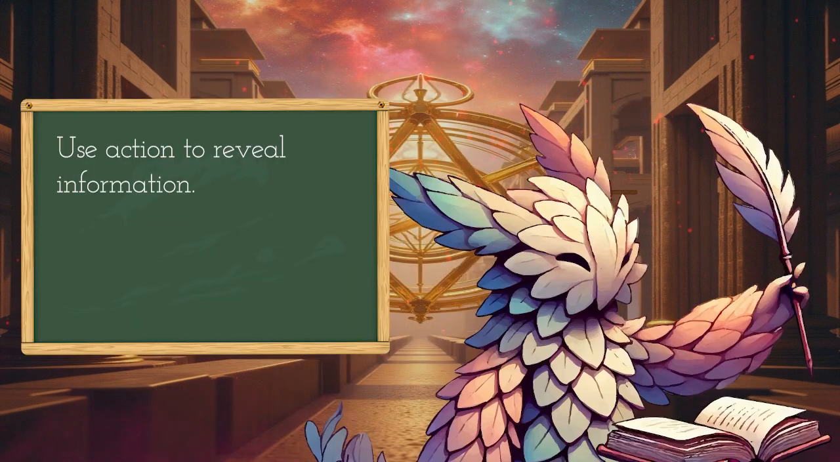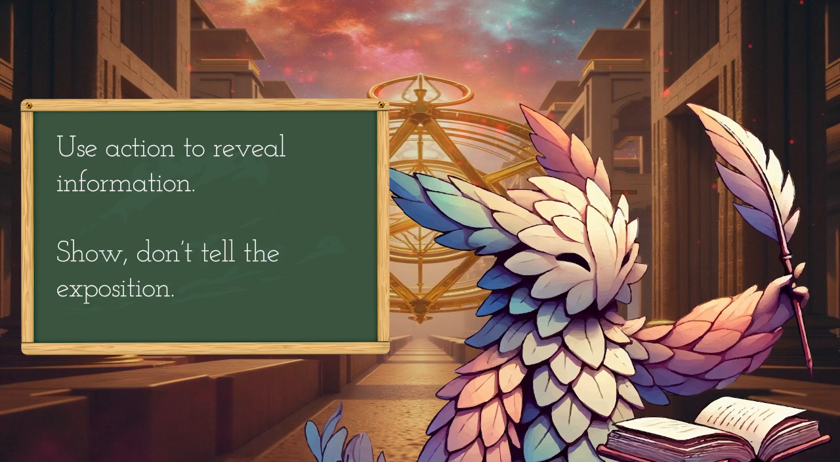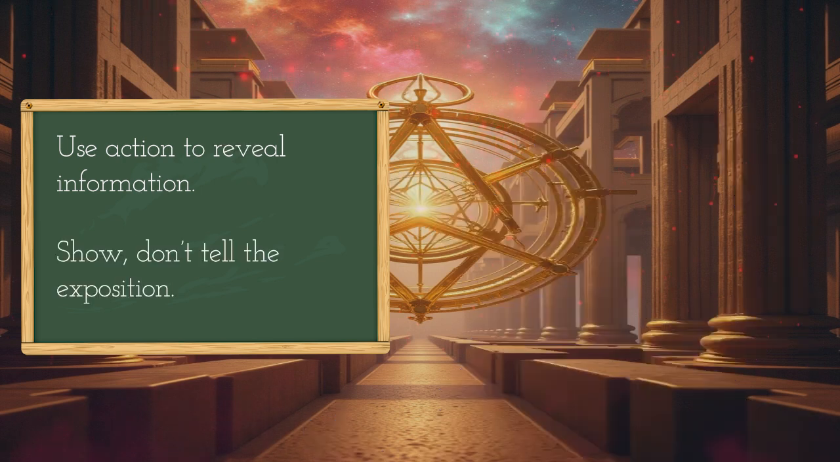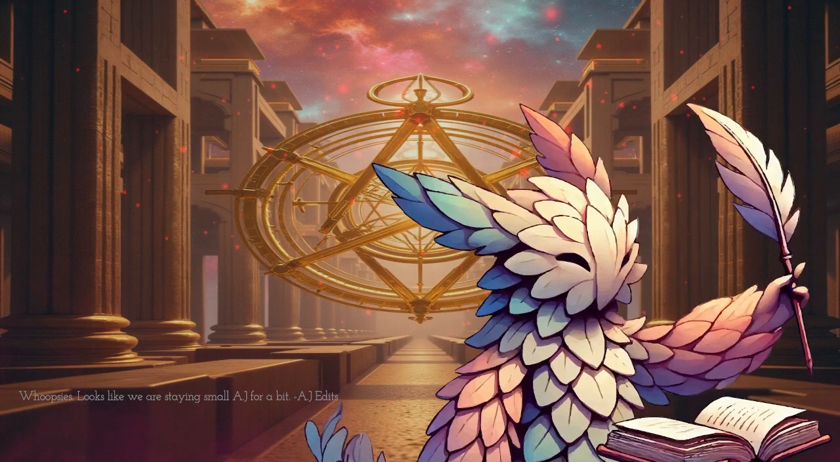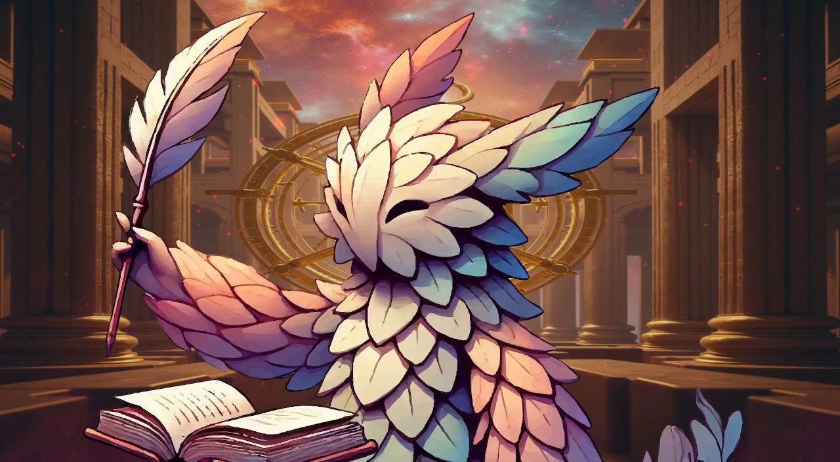Exposition doesn't have to pause the action. It can be a part of it. Instead of explaining the rules or history of your world outright, show how they shape the characters' decisions and behaviors. Imagine a sacred site that no one dares enter. Instead of telling the readers it's forbidden, show a character hesitating at its edge, their eyes darting to the symbols carved into the stone as they murmur a quiet prayer. That moment conveys reverence, fear, or danger without breaking the flow of the narrative.